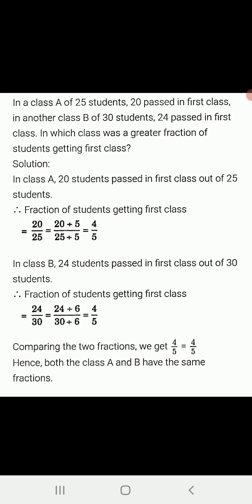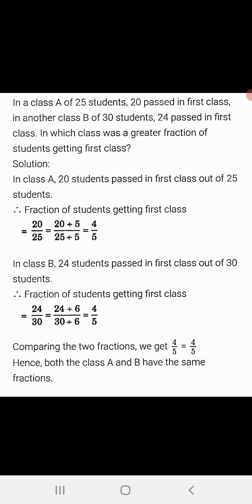So first, we will represent them in the form of fractions. For class A, 20 students passed out of 25 students. So how do we write the fraction? 20 by 25. Out of 25 students, 20 passed. Now you can see 20 and 25 are divisible by 5. So on cancelling, how much do I get? I get 4 by 5.